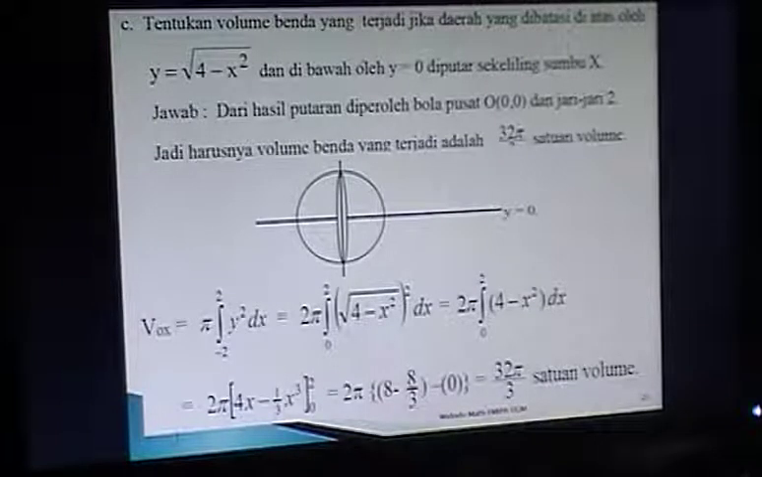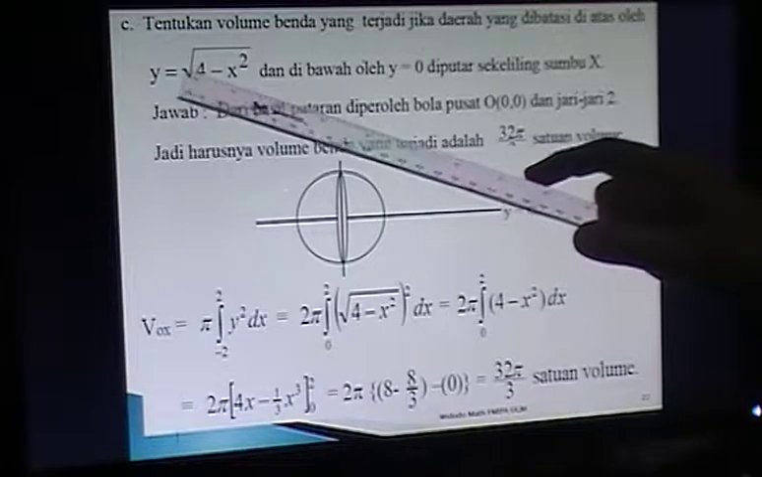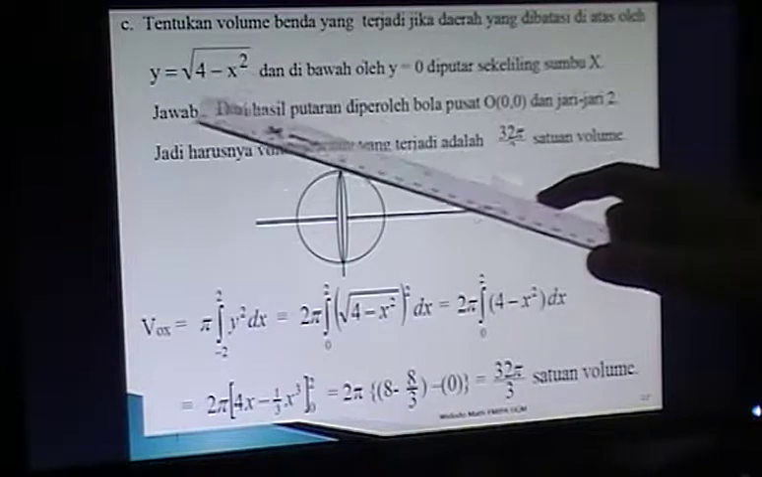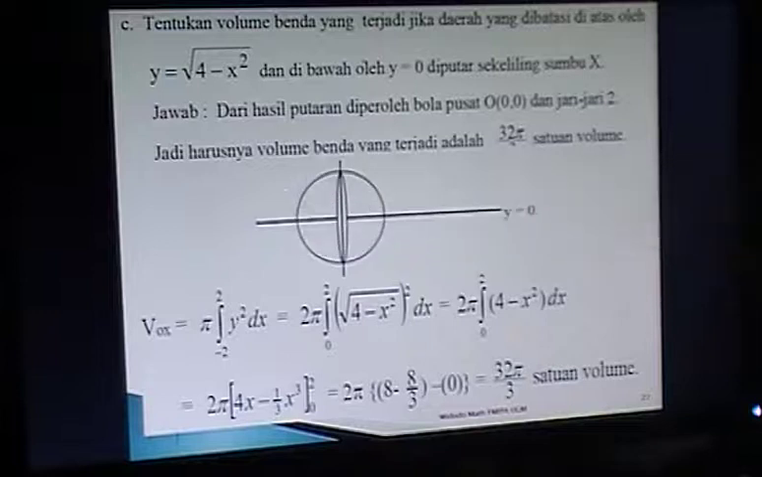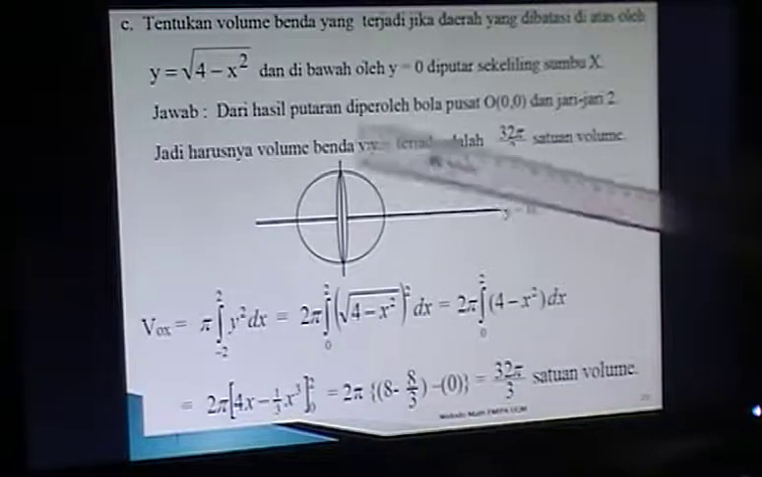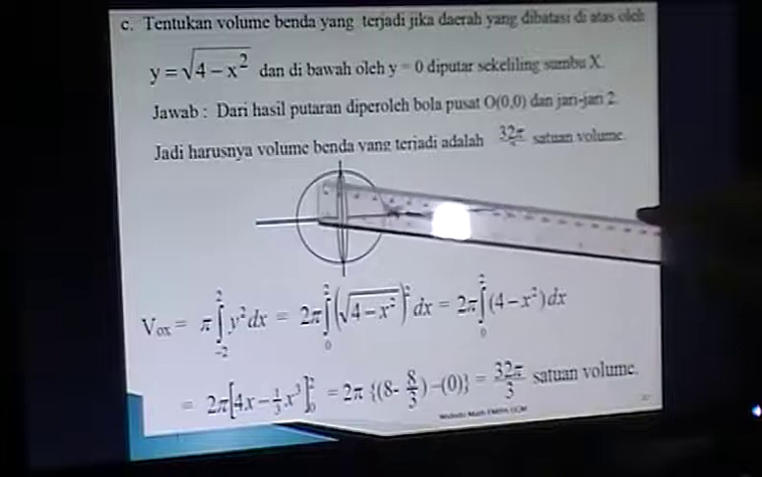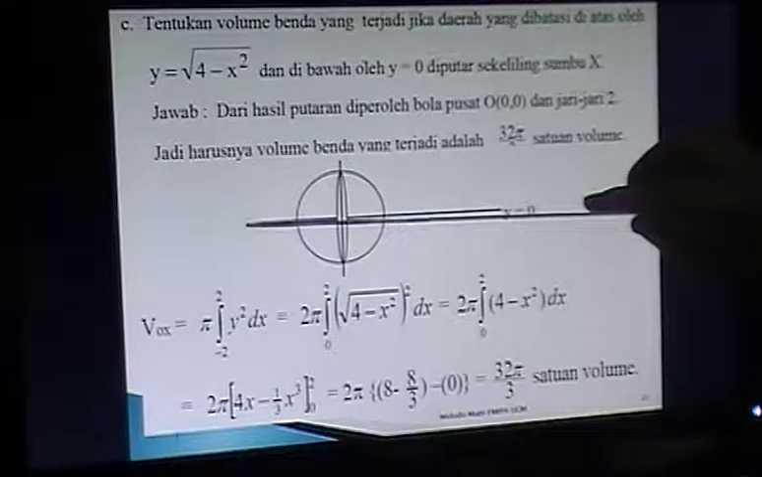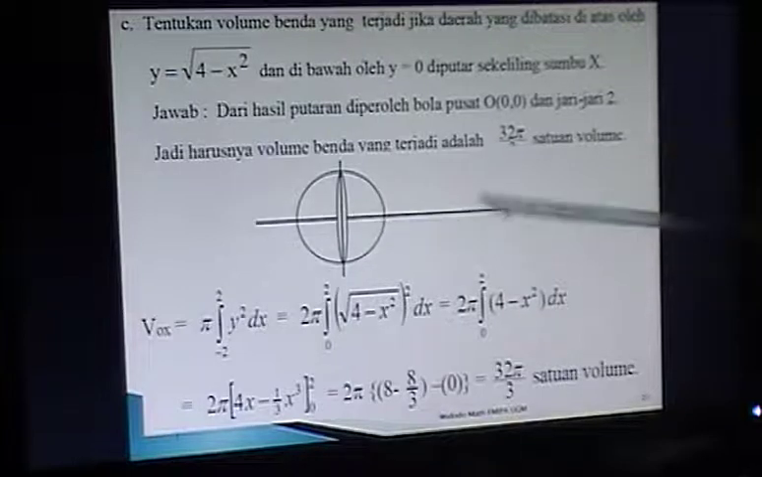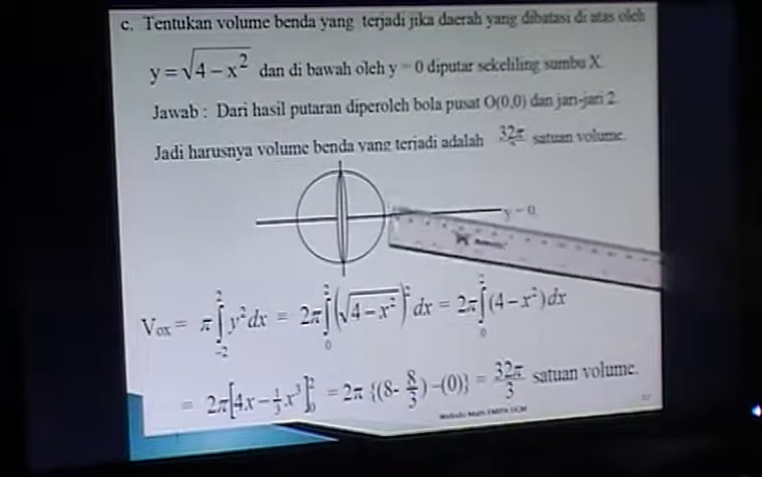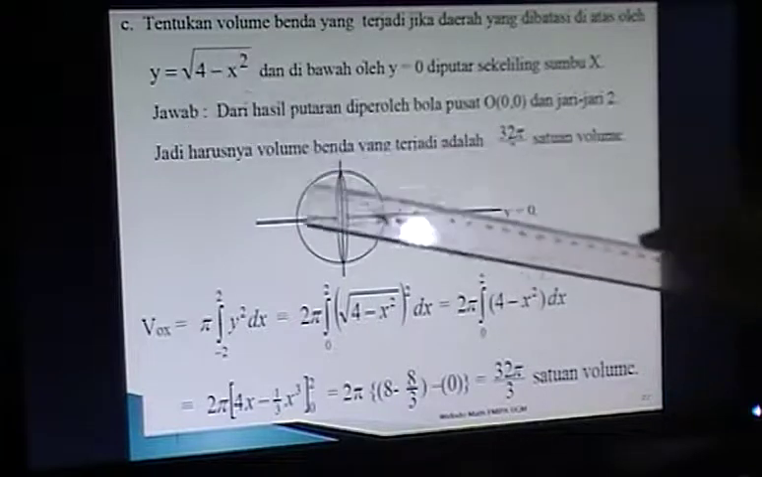It is very easy to calculate, because y is equal to the square root of 4 minus x square. It is actually the equation of a half circle. I mean, if we have this circle, half circle means only above the x-axis from here to here. This is the square root.